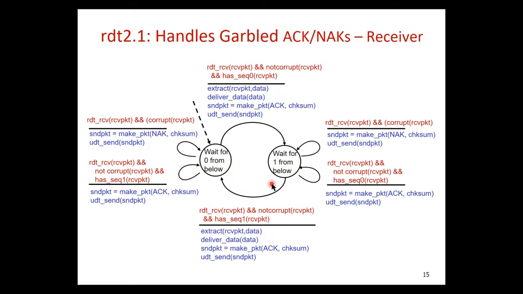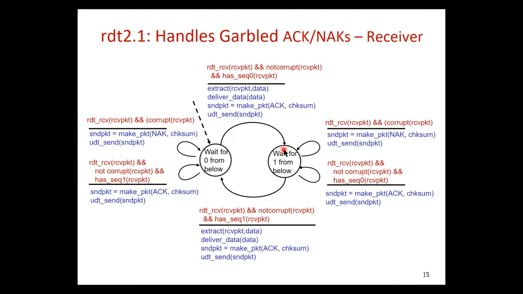Normally, in the case where there's no error, no corruption, nothing, everything is fine, then the receiver just transitions between these two states, right? Receive 0, send a positive ACK, next wait for 1, send positive ACK, and so on. Okay, let's look at the error cases.